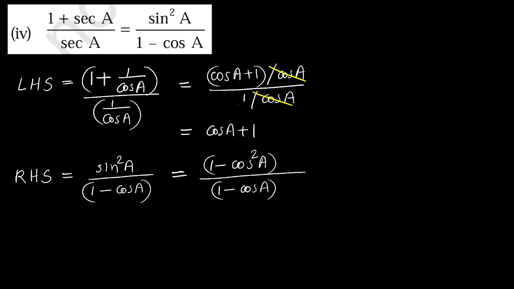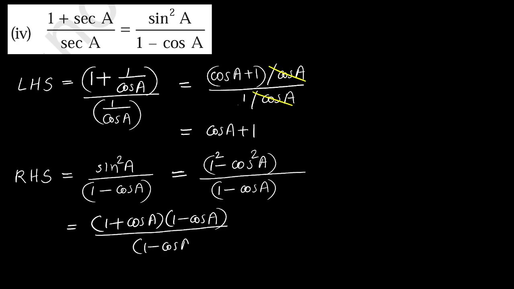Samriddhi, you understood? Okay. So in the next step, you know that 1 minus cos square A is 1 square minus cos square A. Can I read like that? Yes, 1 square minus cos square A. It is A square minus B square. You know that. What is A square minus B square? It is A plus B into A minus B.